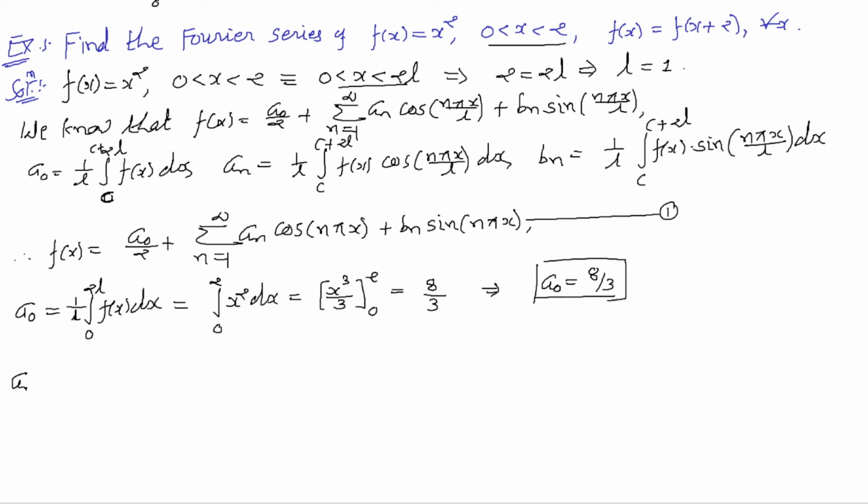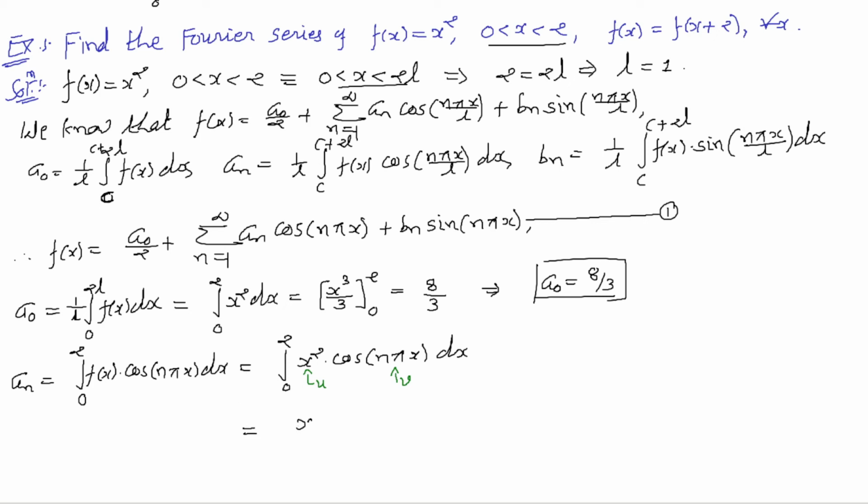What is an? 1 upon L, L equal to 1, 0 to 2 f of x into cos n pi x upon L, L is 1. So this is 0 to 2 x square into cos n pi x dx. How do you integrate this quantity? This is u, this is v.